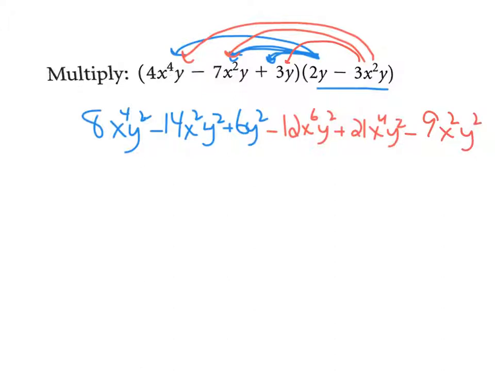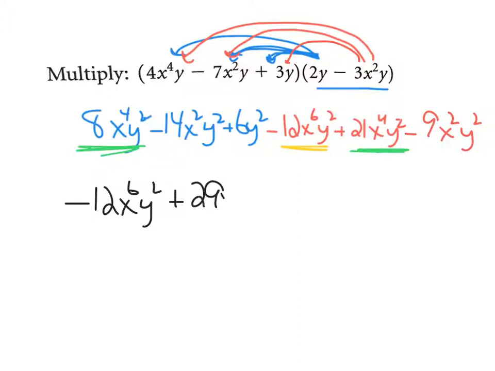And now I'm looking for like terms anywhere. One thing I see right off is these two. Both have x to the fourth and y squared. This one, I don't see anything that matches it. Because the x has the biggest exponent, I'm going to write it first: the negative 12x to the sixth y squared. Now I'm going to add the two that are like terms. I have an 8 and a 21. 8 and 21 is 29x to the fourth y squared.